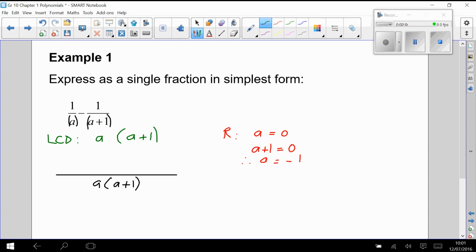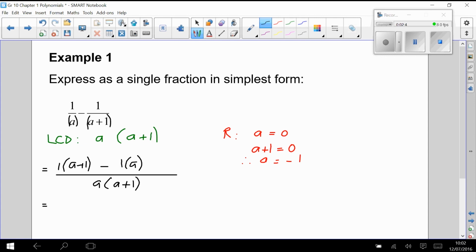Now going back to my sum, in my first fraction I just had an A in my denominator, so if I change its denominator to put in an A plus 1 factor, I must do the same to its numerator. The numerator was a 1, so now I times the old numerator by the new factor. Going on to my second fraction, I had A plus 1 in my denominator, so the A is the new factor, so I take my old numerator and times that by the new factor in the denominator.